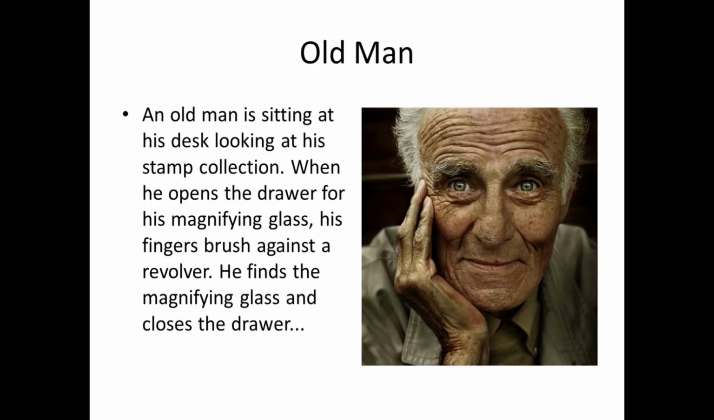So think about an old man sitting at a desk looking at his stamp collection. When he opens the drawer for his magnifying glass, his fingers brush against a revolver. He finds the magnifying glass and closes the drawer. Now this incident may seem rather innocuous, but it's a device used to foreshadow what could possibly happen later. Here are a few other examples to think of. I'll give you the example, and you think about what effect is created.